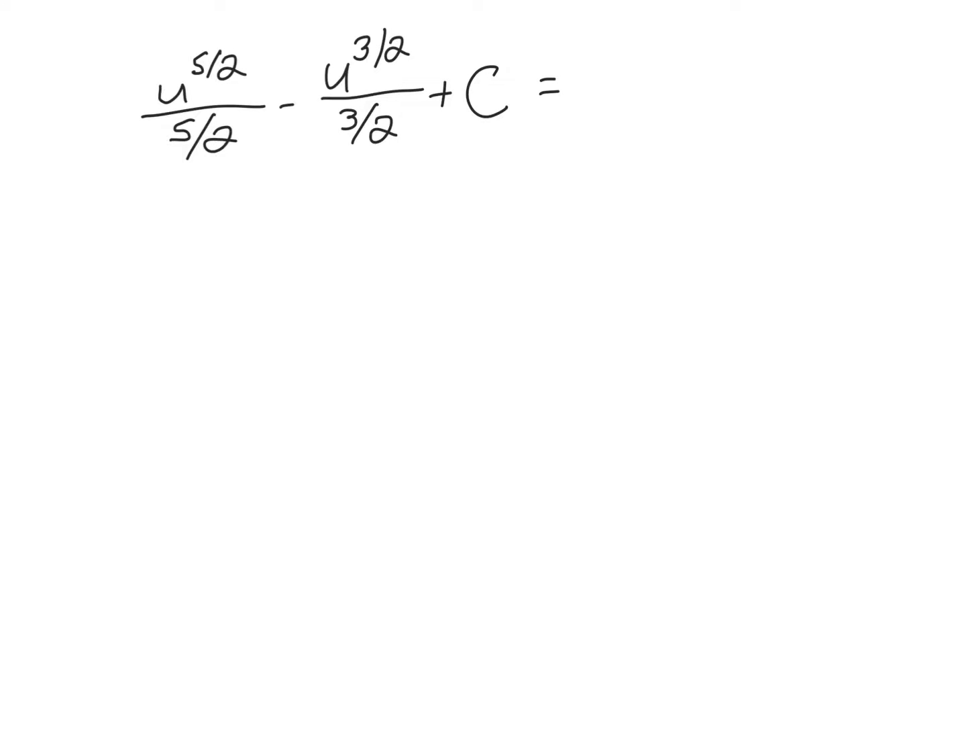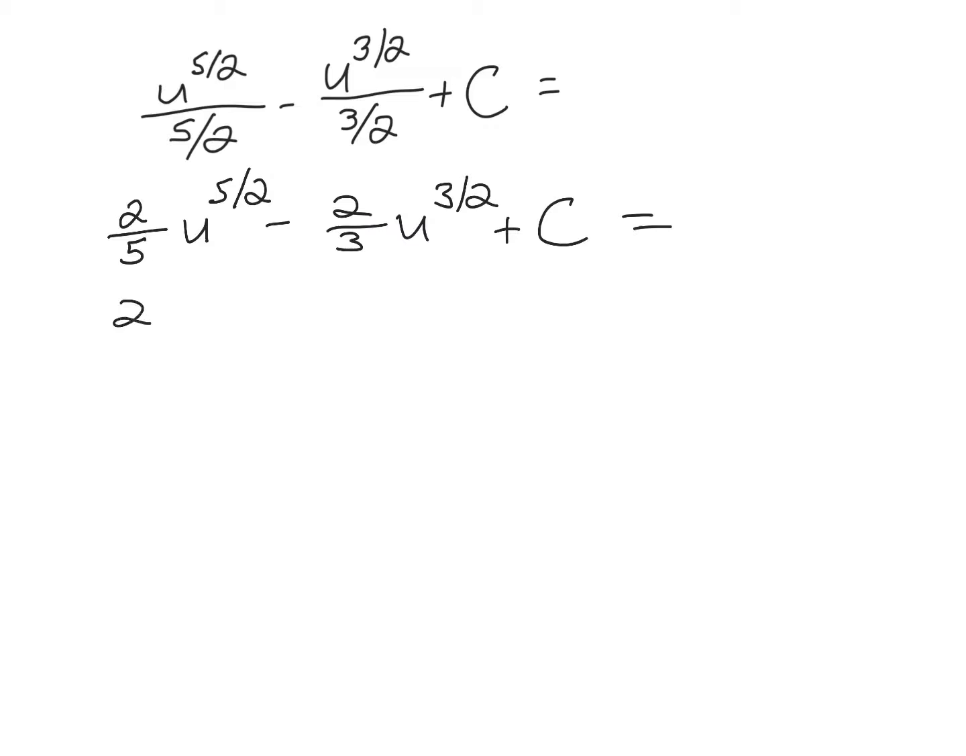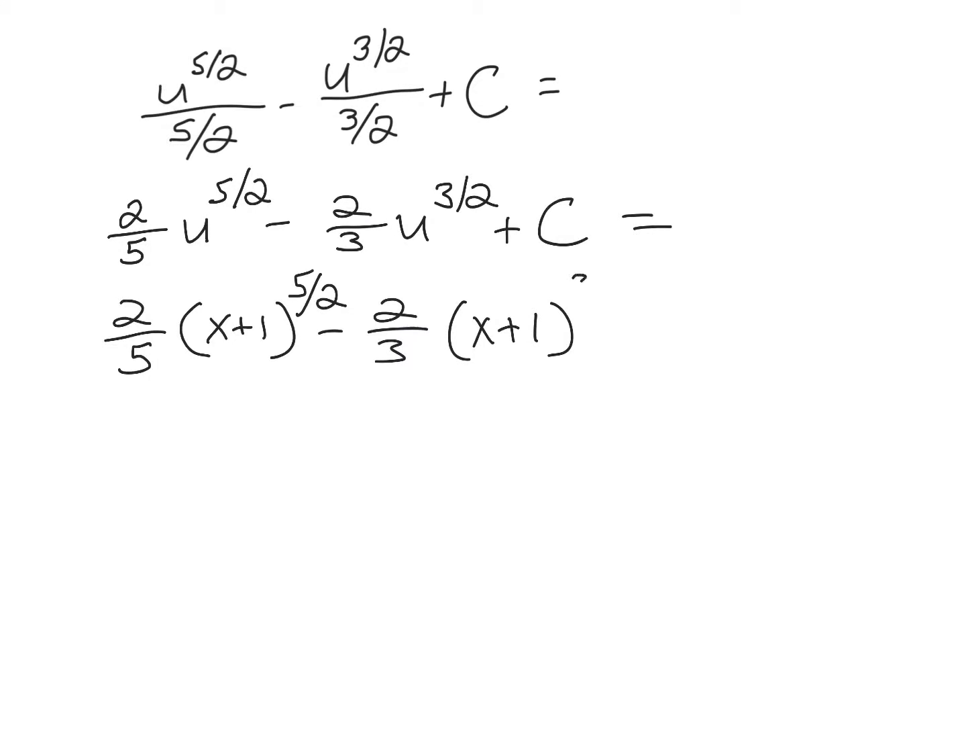All we have to do is express the answer in variable x. This is 2/5 u to the 5/2 minus 2/3 u to the 3/2 plus c, and recall that u is x plus 1. So 2/5 times (x plus 1) to the 5/2 minus 2/3 times (x plus 1) to the 3/2 plus c.